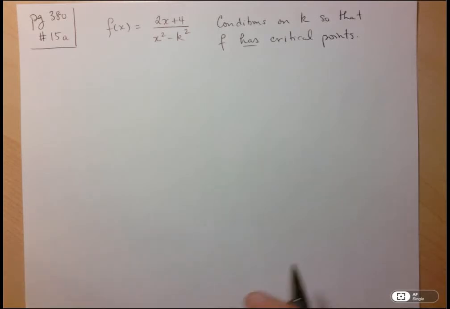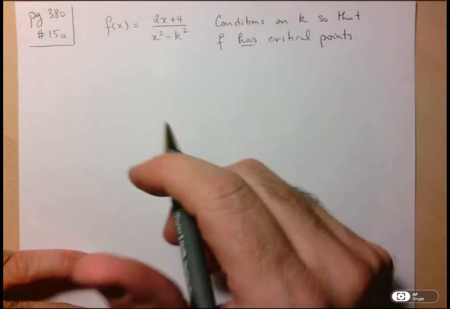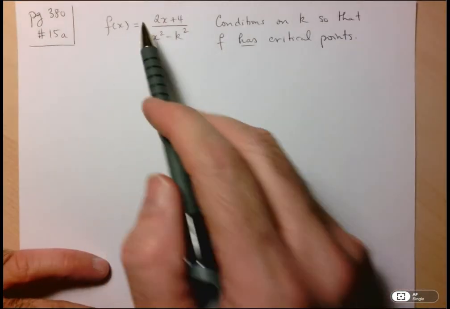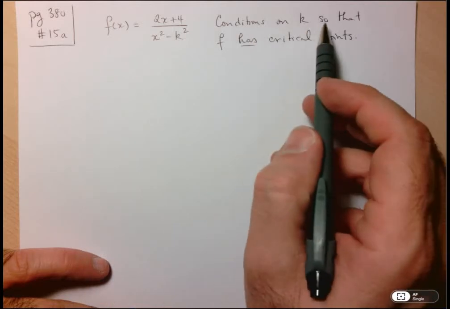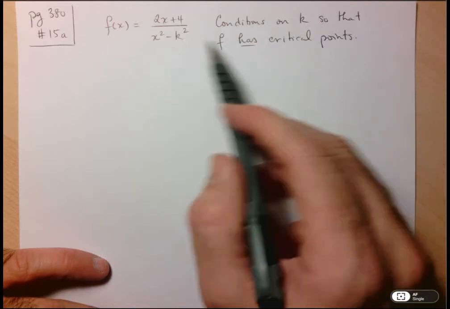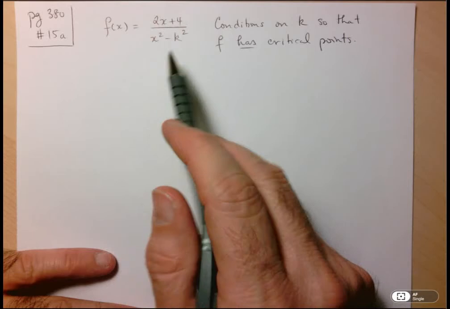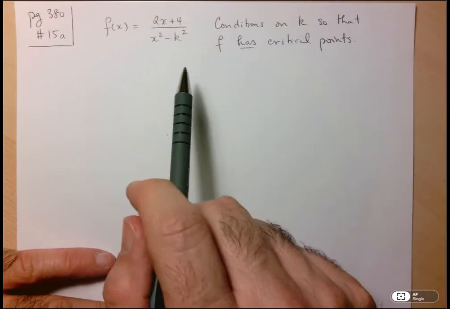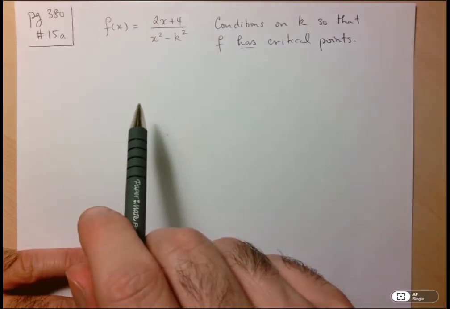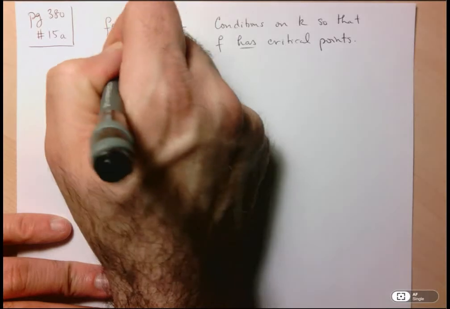Hi folks, this is 380 number 15a. So here they're giving us this function. They want to know what are the conditions on k so that f actually has critical points. So we're going to have to figure out what k can equal in order for the derivative to be equal to 0. Let's start by finding the first derivative.